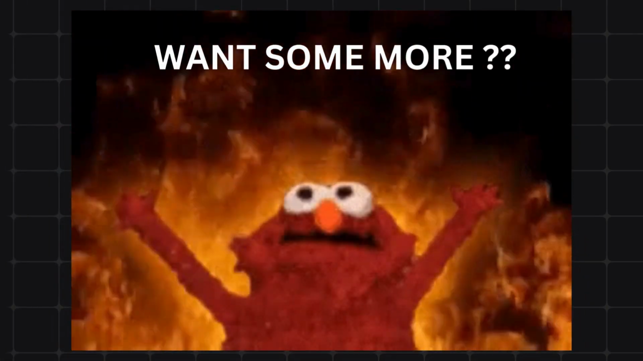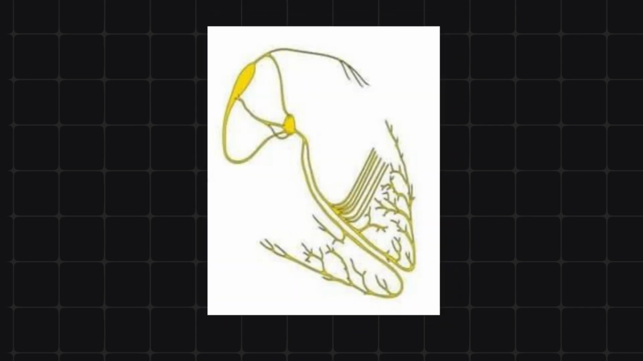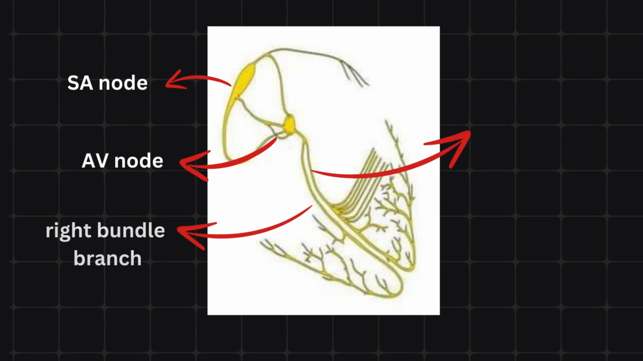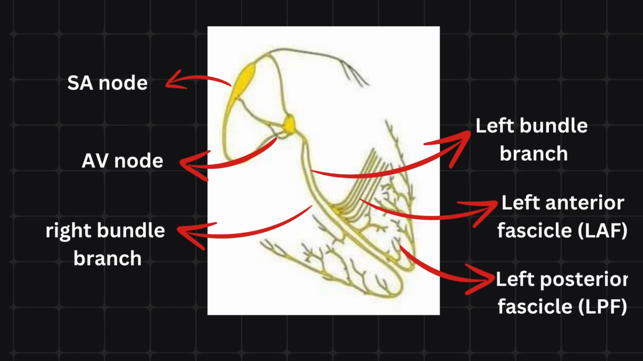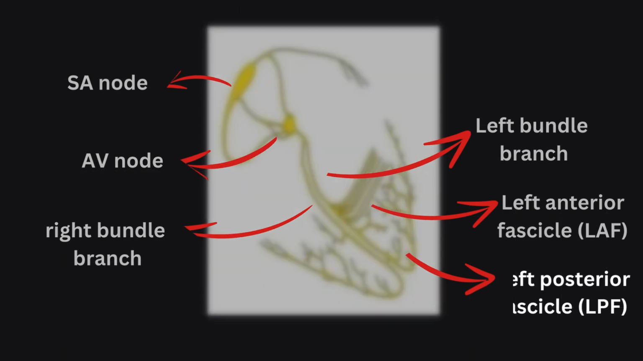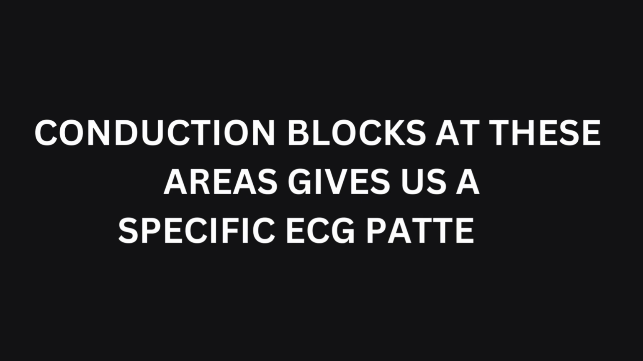Lastly, let's discuss some more about other conduction blocks. The normal conduction system starts from the SA node, goes to the AV node and through the bundle of His, it goes into right and left bundle branches. The right bundle branch forms the Purkinje fibers of the right ventricle, whereas the left bundle branch divides again into anterior and posterior fascicle. So any conduction defect at each of these areas gives us certain ECG patterns.